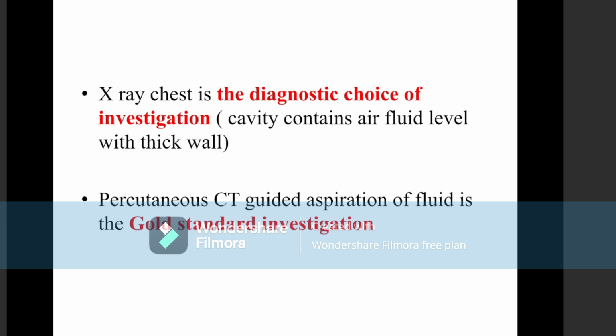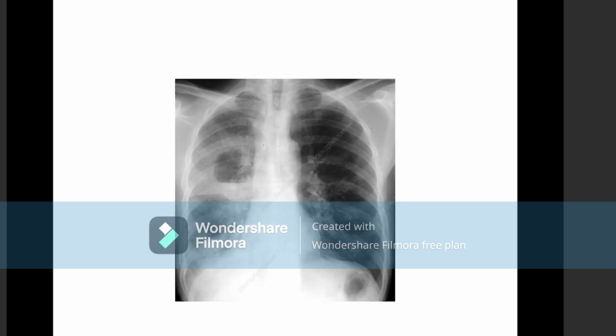The investigation of choice to diagnose lung abscess is chest X-ray. In X-ray, what do we get? In X-ray, we find a thick-walled cavity along with an air-fluid level. And the gold standard investigation is CT-guided aspiration of the fluid. It is an MCQ. In this X-ray, we can see there is a thick rounded wall and there is also an air-fluid level. This is fluid and this is the air.